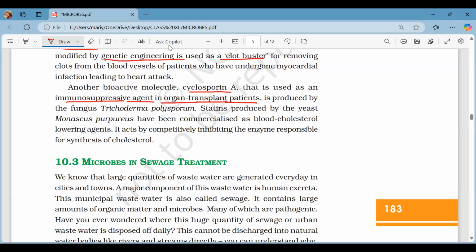Then there are statins, which are useful in healthcare. Statins are produced by the yeast called Monascus purpureus. They are used as blood cholesterol lowering agents. So they lower the blood cholesterol, again very useful to human beings.